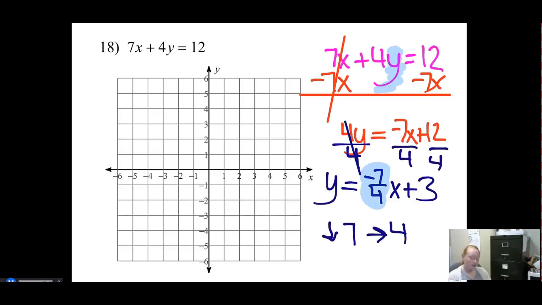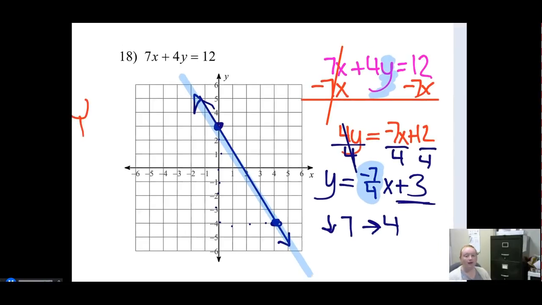We're going to go ahead, we're going to start at 3, and we'll move down 7, and right 4. I'm going to put my dot there, and I'm going to connect them. Then I add my arrows because they're important, and I check that from left to right, my line in fact goes down, and it does.